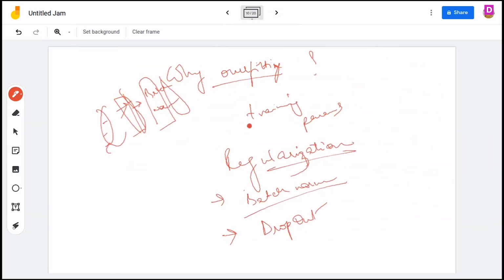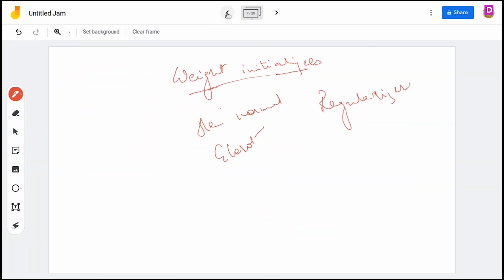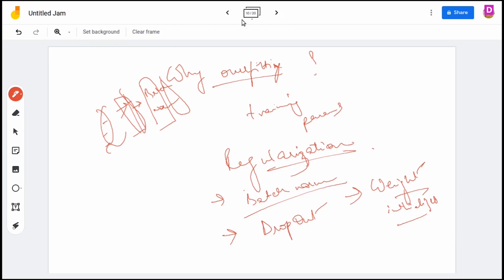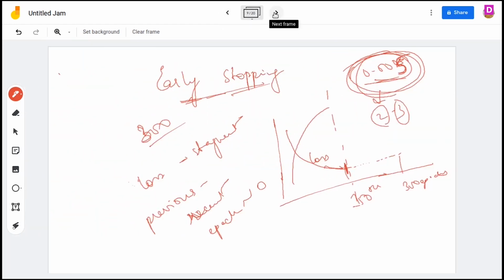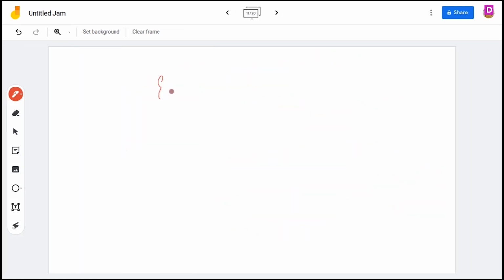Then what did we talk about? We talked about weight initializers. So why do we need weight initializers? Weight initializers also act as a regularization technique to prevent overfitting. And we talked about weight initializers earlier itself. We had Glorot, He and normal initializations. You might remember everything. And the final one is early stopping. So why use early stopping? To save resources and to not have a chance of overfitting.